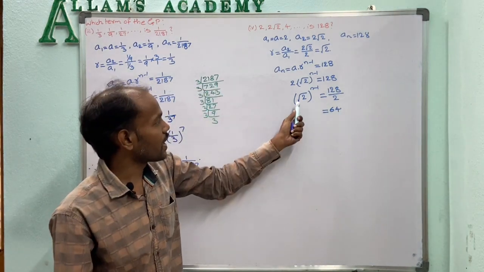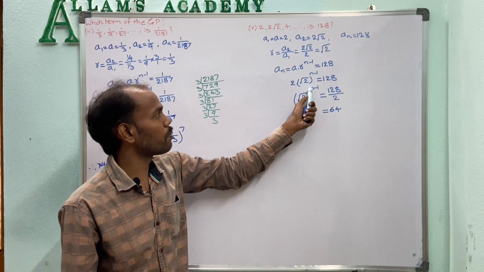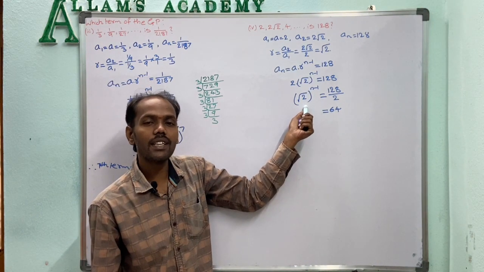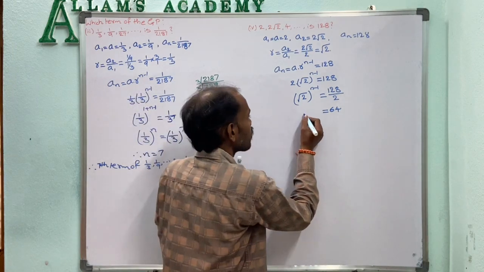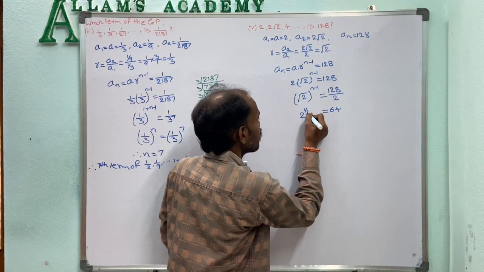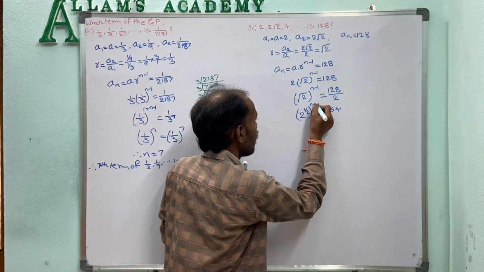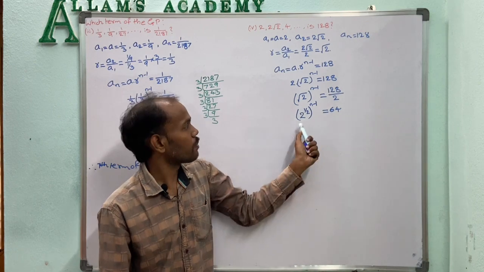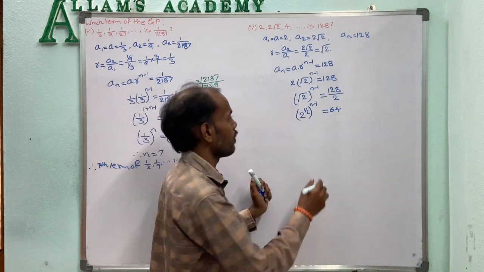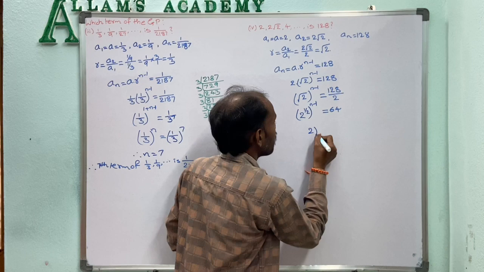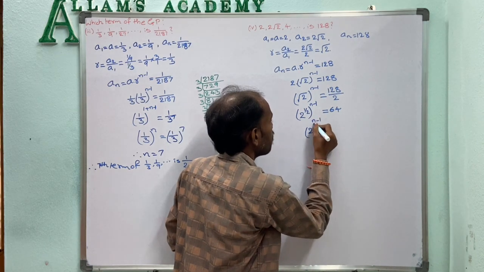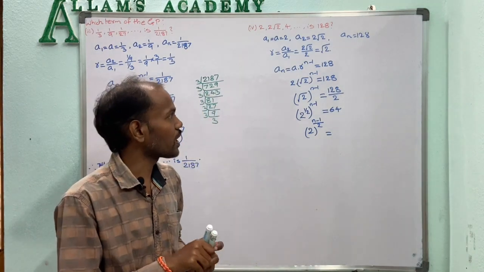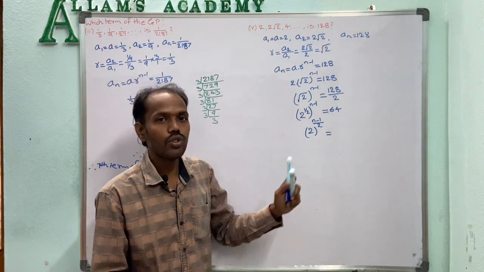Now on the LHS, root 2 power n minus 1: root 2 in exponent form is 2 power 1/2. So (2 power 1/2) whole power n minus 1. A power m whole power n equals a power m into n, that means 2 power (1/2) into (n minus 1), that is 2 power (n minus 1)/2 is equal to, now 64 can be expressed as 2 power.